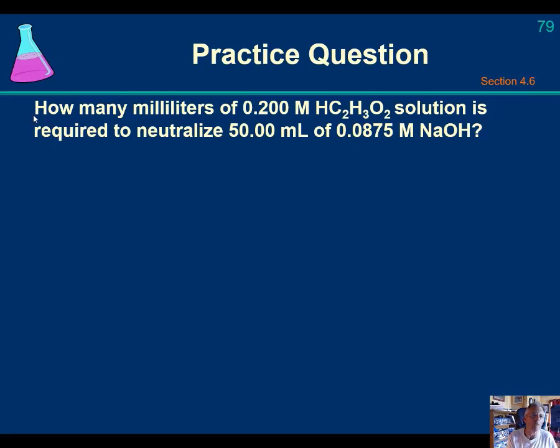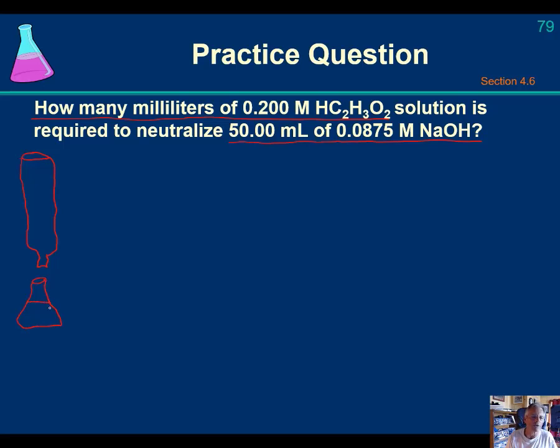So this says how many milliliters of 0.2 molar acetic acid solution is required to neutralize 50 milliliters of 0.0875 molar sodium hydroxide. So let's set the situation up so that we can get some kind of visualization of what we're dealing with. I know that's not the prettiest burette in the world, but I never claim to be an artist. Okay, so here's your Erlenmeyer flask.